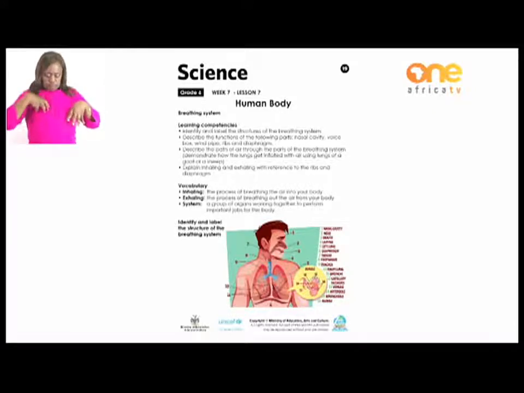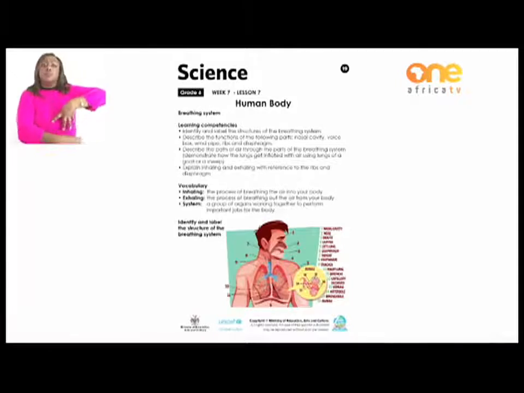6, we have the diaphragm. Diaphragm is a muscle situated underneath your lungs, which controls the movement of air inside and outside. And then we have the throat. Throat, which you can maybe say also it's a wind.